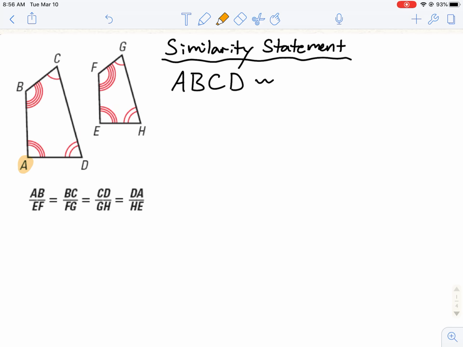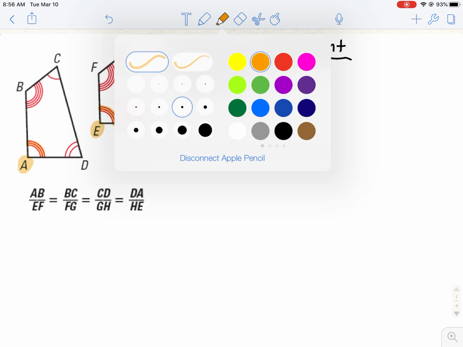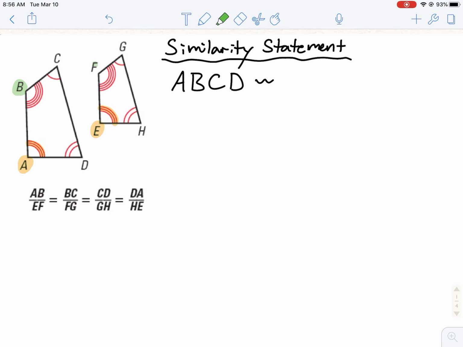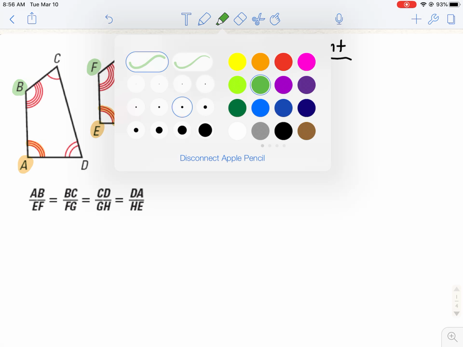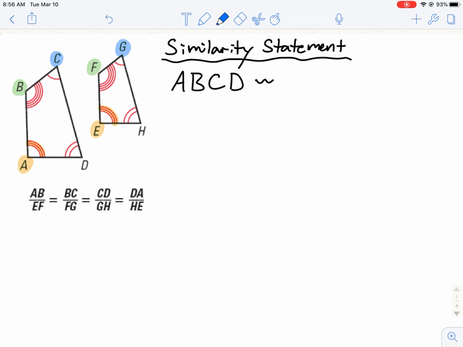So this one here, A, matches up with E. Notice the 3 lines and the 3 lines. And then I could work my way over to B, that matches up with F here. Then I could look over at C, and that matches with G. And then I'd finally say that D matches with H. So I'm going to name the similarity statement based on that. So ABCD is similar, this little squiggly line means similar, to polygon EFGH.